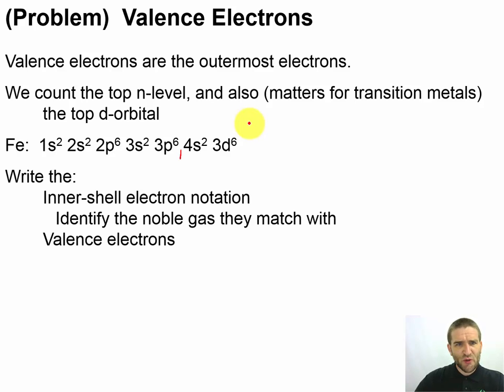Now, without much further ado, let's go ahead and have you solve this problem. I'd like you to write your inner shell electron notation. I'd like you to identify the noble gas that it matches up with. And then I also want you to count the number of valence electrons and write down the number. Go ahead and pause the video and try that now.